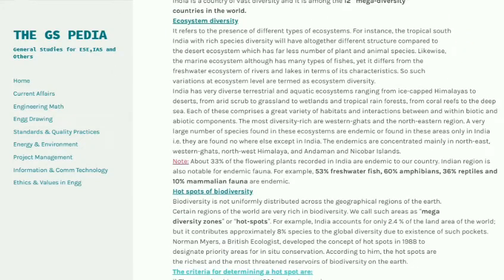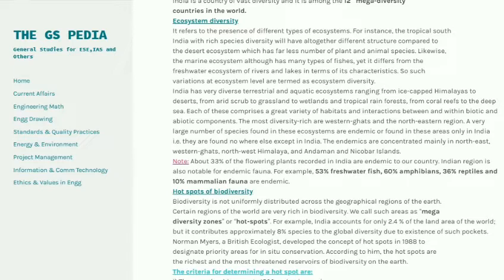Ecosystem diversity. It refers to the presence of different types of ecosystems. For instance, the tropical South India with rich species diversity will have an altogether different structure compared to the desert ecosystem, which has far fewer plant and animal species. Likewise, the marine ecosystem, although it has many types of fishes, differs from the freshwater ecosystem of rivers and lakes in terms of its characteristics. So such variations at the ecosystem level are termed ecosystem diversity.